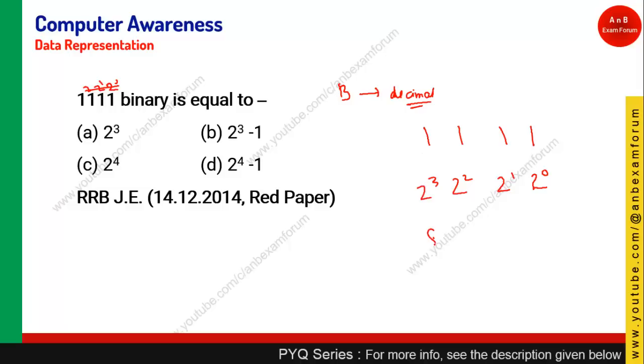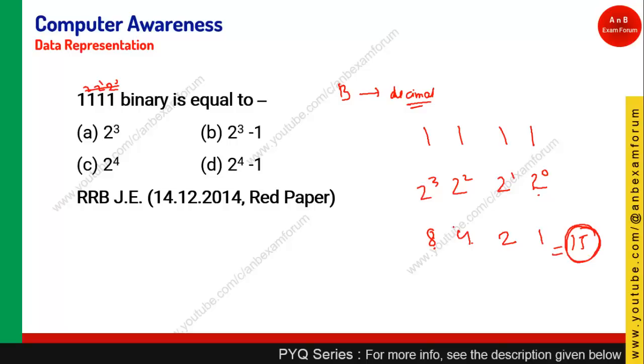So 2 power 3 is 8, 8 into 1 is 8, 2 power 2 is 4, 4 into 1 is 4, 2 power 1 is 2, 2 into 1 is 2, 2 power 0 is what? 1, and 1 into 1 is 1. So 8 plus 4 is 12, 13, 14, 15. So the sum is 15. So this binary 1111 represents the decimal 15. We have converted this number into decimal and the answer is 15.